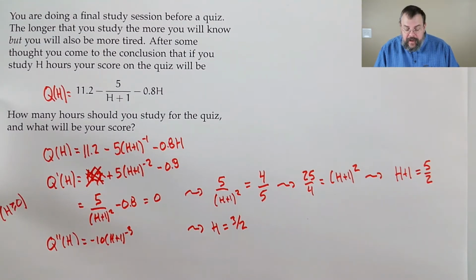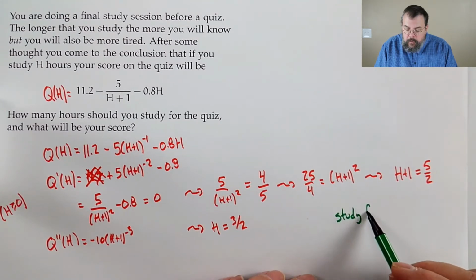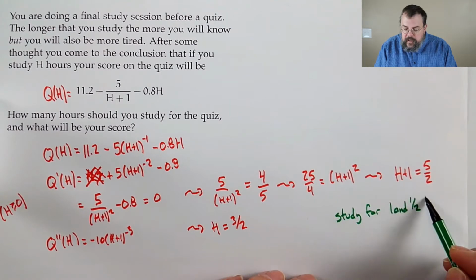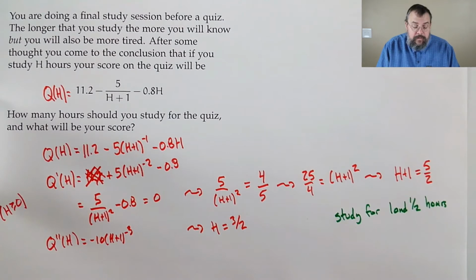All right, now we're ready to almost get our final answer. At least we have part of it, right? So there's a question. How many hours should you study? Well, 3/2. Or we should study for 1.5 hours. 90 minutes. That sounds pretty reasonable. Okay, what's going to be our score?